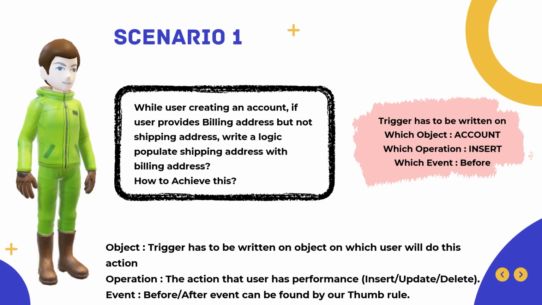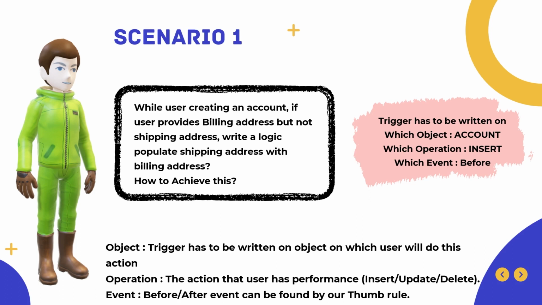So for the first scenario I have created here: while a user is creating an account, if the user provides the billing address but not the shipping address, write a logic to populate the shipping address from the billing address. Okay, so here the most important thing is where we need to write the trigger.